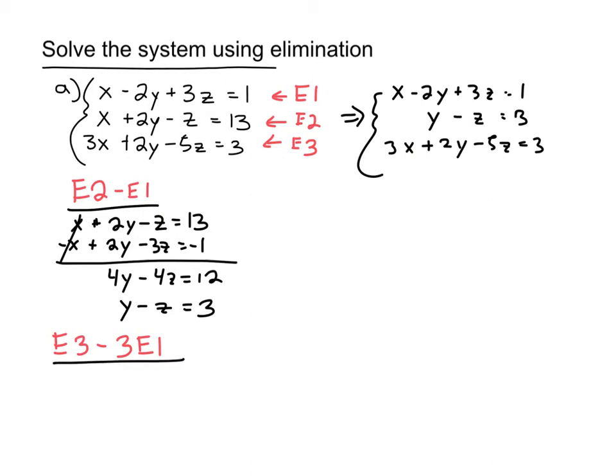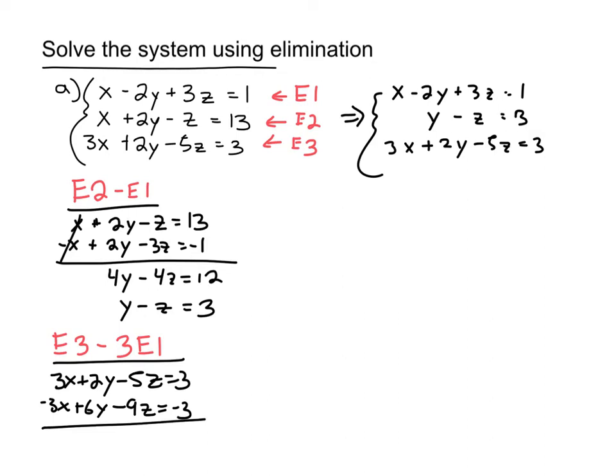Alright, so the third equation is 3x plus 2y minus 5z equals 3. And then I'm going to do negative 3 times each part in the first equation. So negative 3x plus 6y minus 9z equals negative 3. Okay, so let's write that down. Negative 3x plus 6y minus 9z equals negative 3.